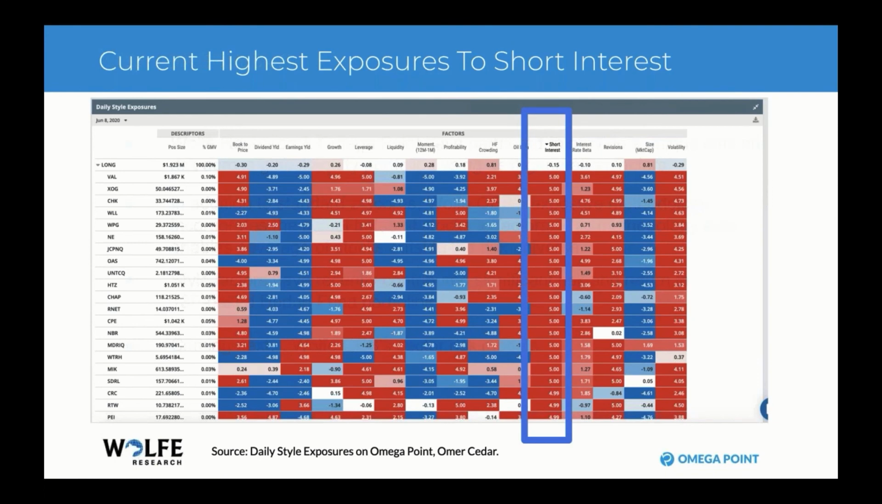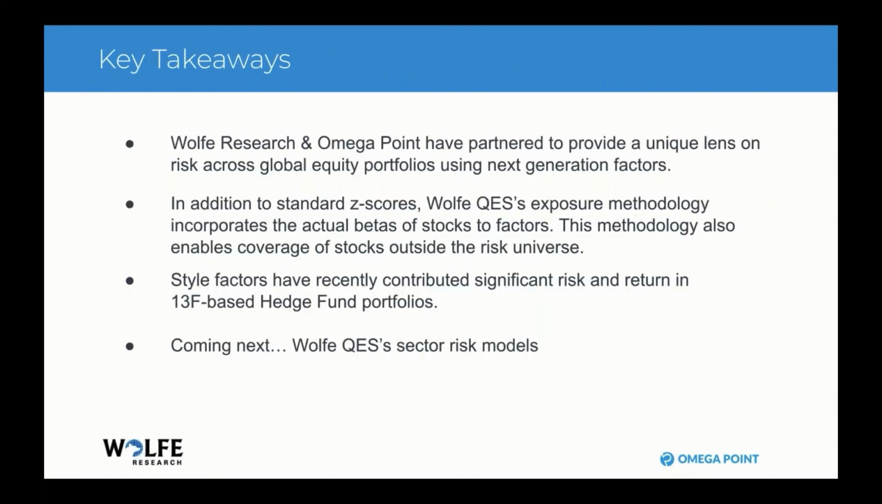So I think you guys have gotten a lot of detail on the model and its usage on the platform. We just want to share a couple of key takeaways here. Really there's the opportunity to get a unique lens, right? There's a lot of different lenses. There's not one single factor model that's going to tell you the whole story, but this is giving you a unique lens, one that you can use to look at risk across global equity portfolios. It's leveraging an exposure methodology that's very novel because it's leveraging not just standard Z-scores, but also the actual betas of the stocks to the factors.